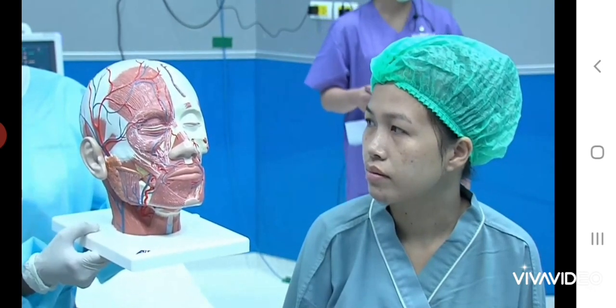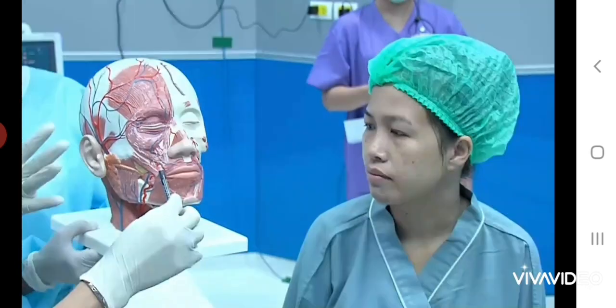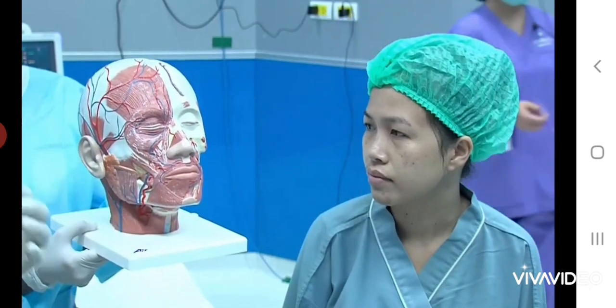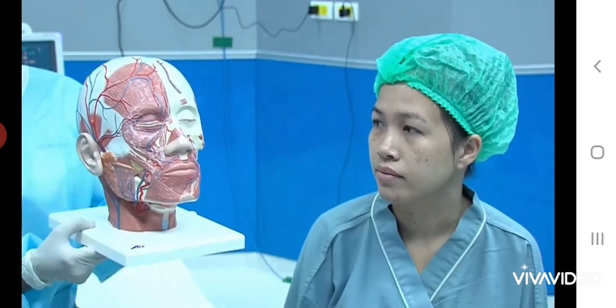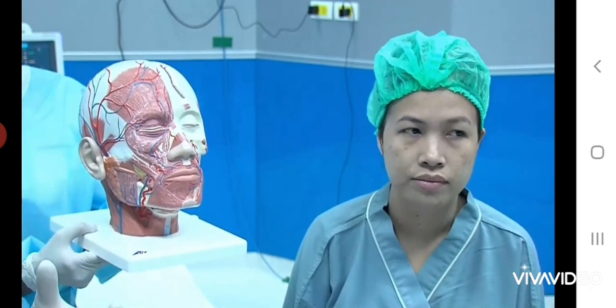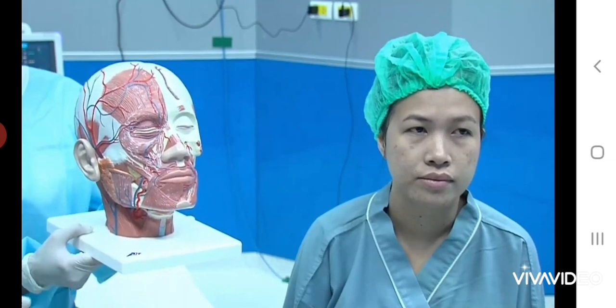And after that, you must know the adjacent muscle, because if you don't know the adjacent muscle and you aren't aware of it, what happens? It will go to the other muscle that you don't want to relax, and it will turn into an abnormal result that you don't want.